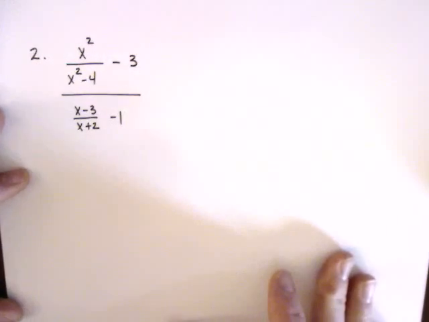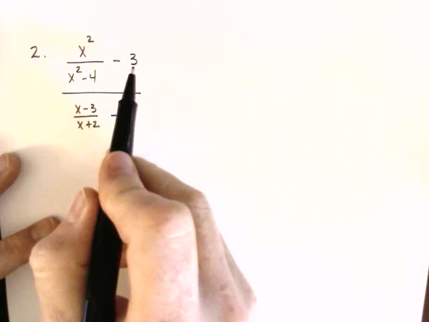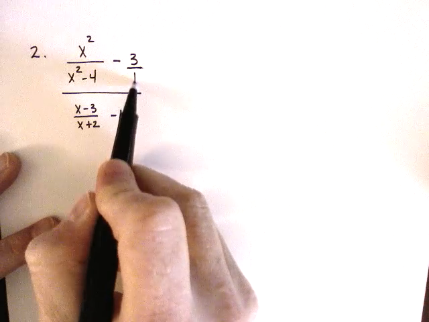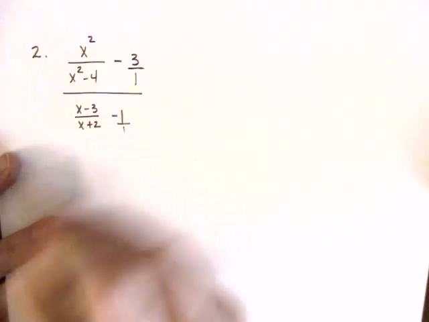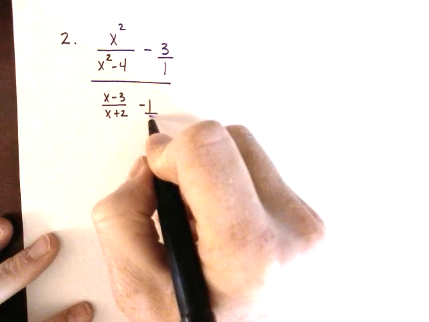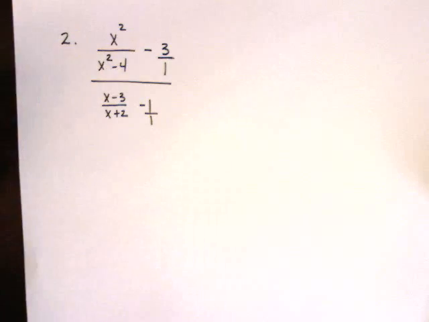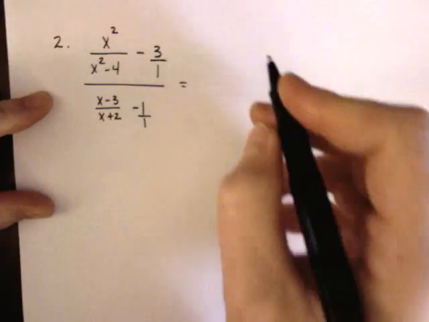Okay, the second example, again we have a mixed quotient. Remember that 3 has a denominator of 1. We don't have to write it, but we'll just put it there just to show you. And this one has a denominator of 1 as well. So remember, we're looking for the LCD for all of the denominators. So here we need to factor this first expression first. I'll rewrite it for you.